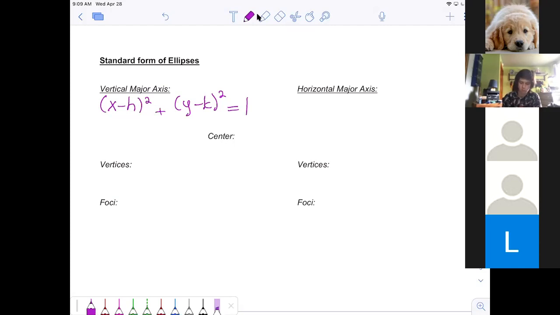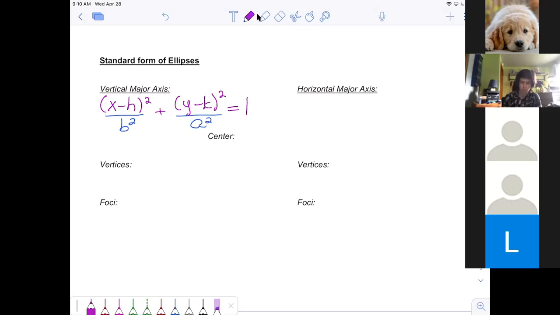What makes the standard form of an ellipse be a vertical ellipse? Peter? Would it be when the a value is under the y? Exactly. So it's the location of that a value. And a is the bigger number. So the bigger number being with y makes it vertical. The graph is stretching further up and down compared to left and right.